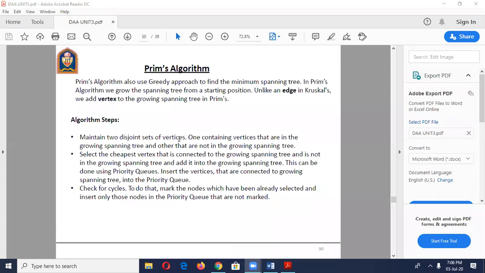Check for the cycles. Do that, the marked nodes have already been selected, and insert those nodes in the priority queue that are not marked. Next slide, sir.